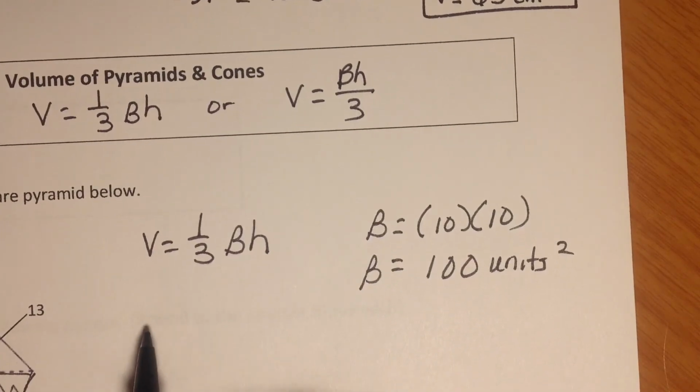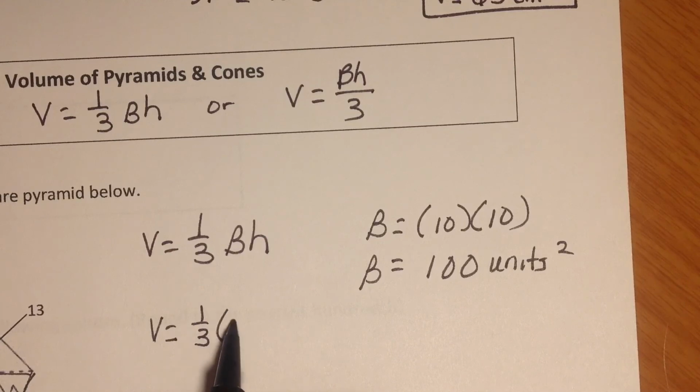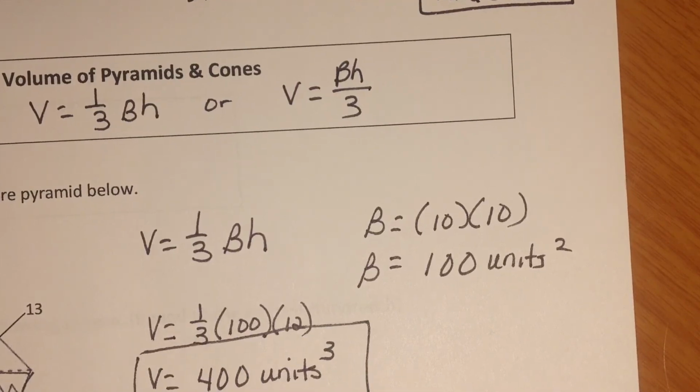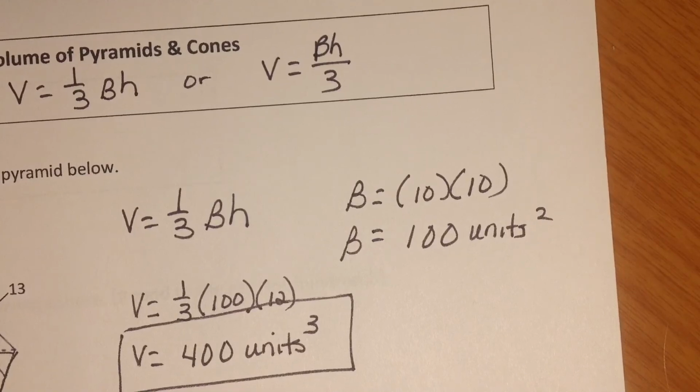So volume is equal to 1/3 times 100 times 12. When I put that in my calculator, I can do the fraction key, 1 over 3, times 100 times 12. And you're going to see that you get 400 units cubed. That is the volume of your pyramid.